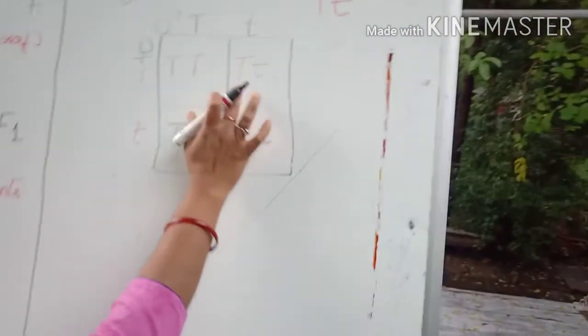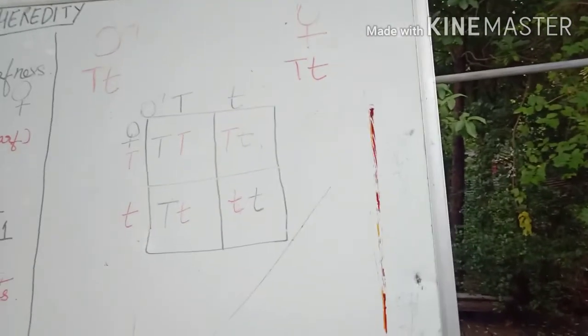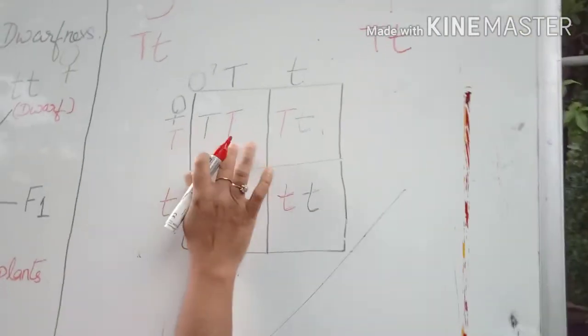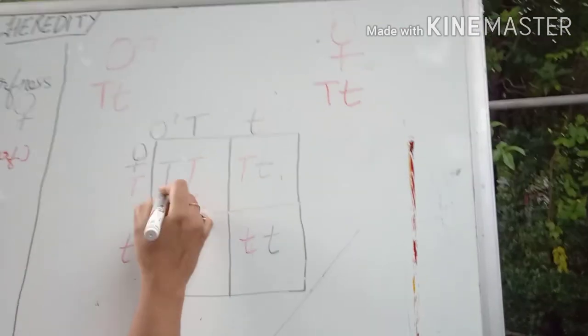Now here what combinations are you seeing, children? From here it is clear to you very well, both are capital T, that means the plant is going to be tall.